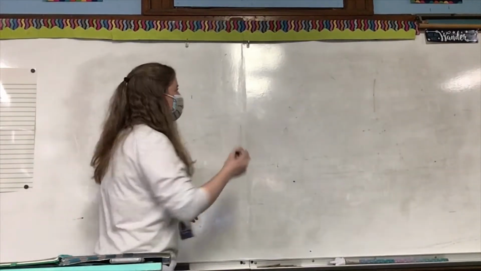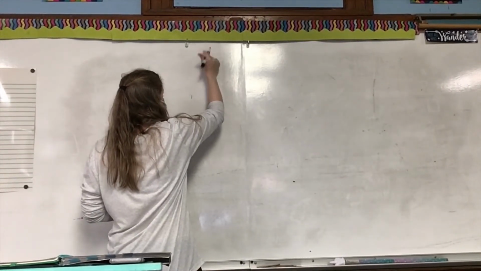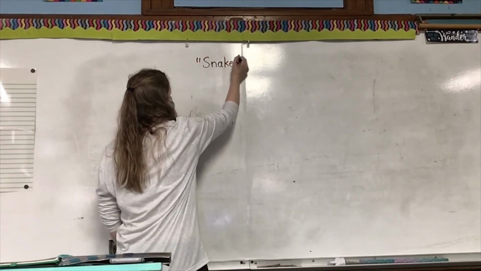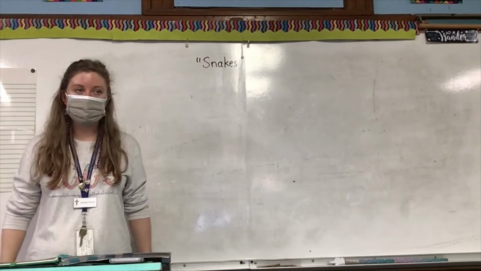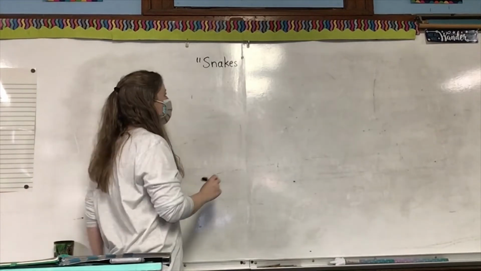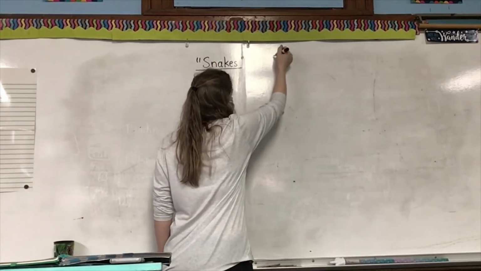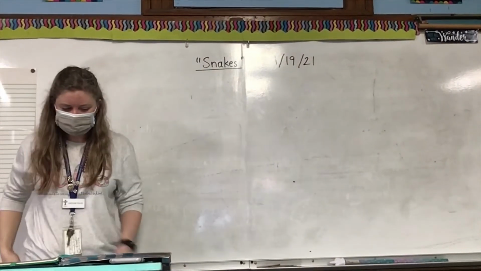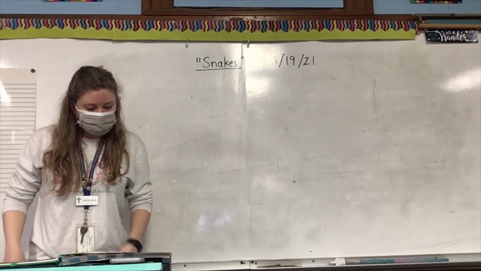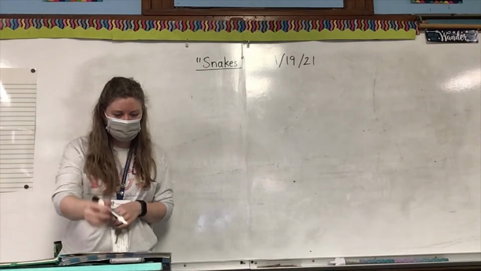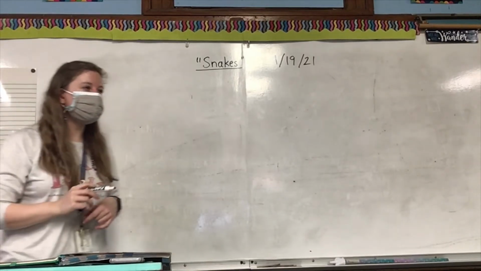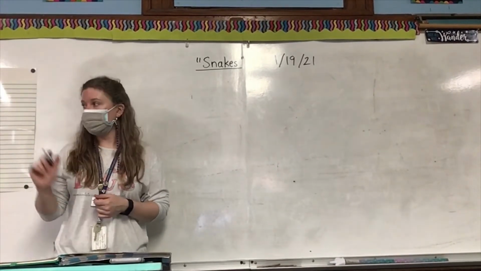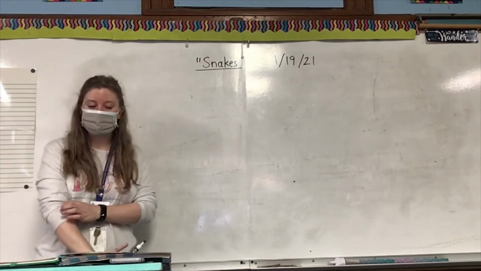Okay, the title of this chapter is Snakes. Just snakes. It's a one-word chapter title. So at the top of your clean page, you should have the title Snakes, and then today's date, January 19th, 2021. Okay, we will have 7 words. So let's see, Aaron, you will have numbers 1 through 4, and Michaela, you will have 5 through 7. So make sure that you are putting a star next to the words that are yours.